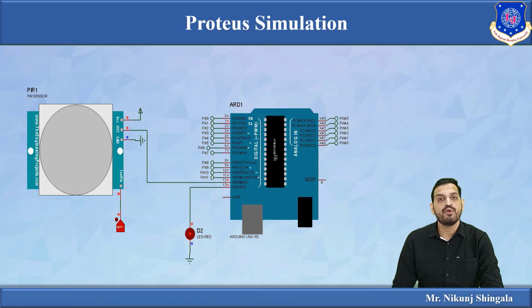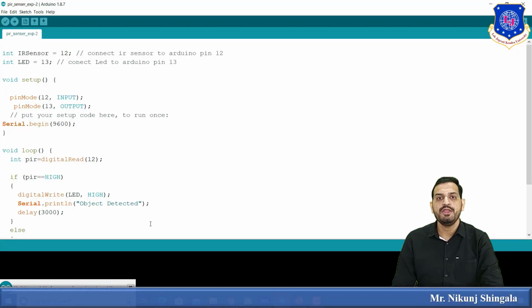Now let us see the program for this. So this is the Arduino IDE sketch. You can see this is a PIR sensor program. First, initialization: pin number 12 is given the name IR sensor, and pin number 13 is given the name LED. Now in void setup we will initialize and define the pin modes.